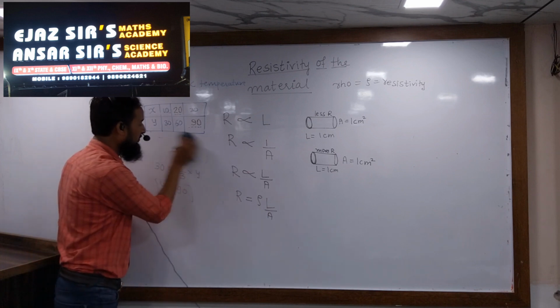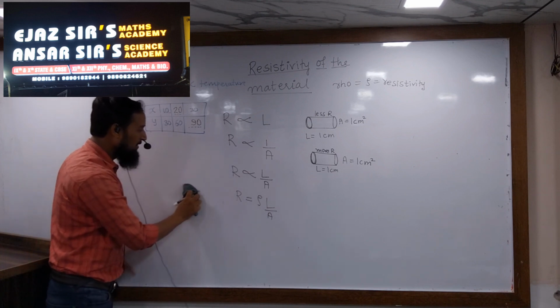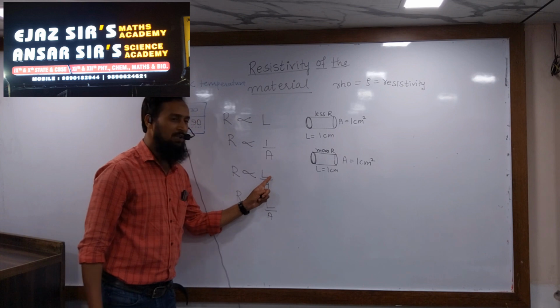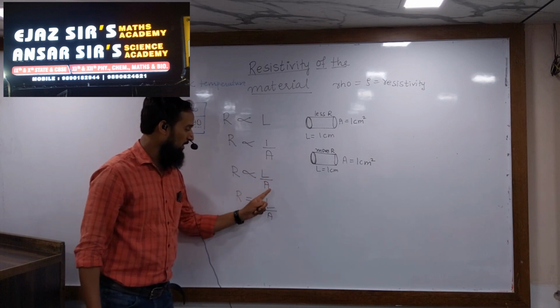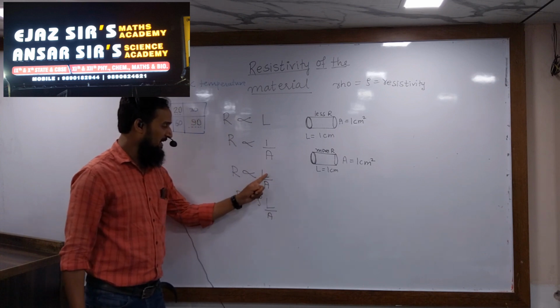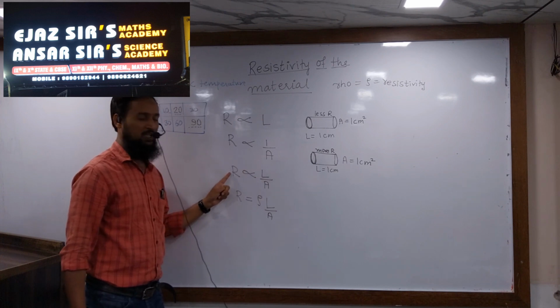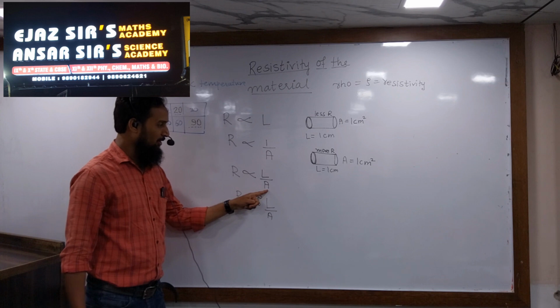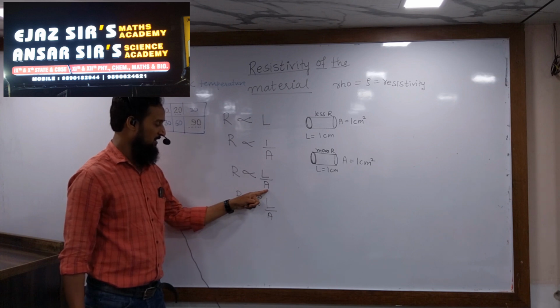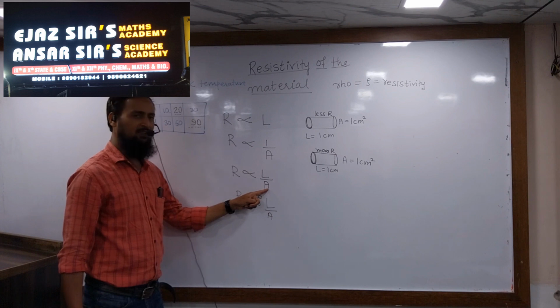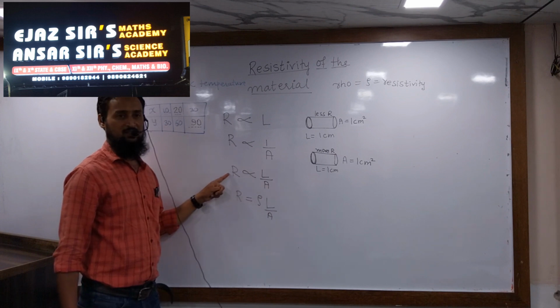So here also we have done the same thing. R is directly proportional to L. R is inversely proportional to A. Means if you increase the length, the resistance also will increase. If you decrease the length, the resistance also will decrease. If you increase the area of cross section or thickness of the wire, resistance will decrease. If you decrease the area of cross section, if you take a thin wire, it will have more resistance.